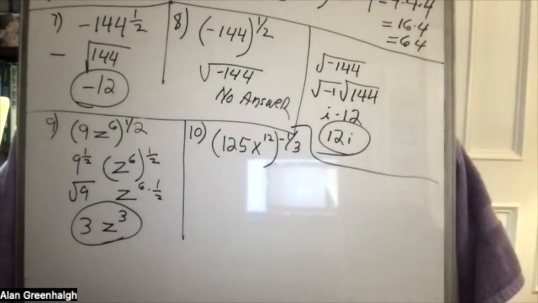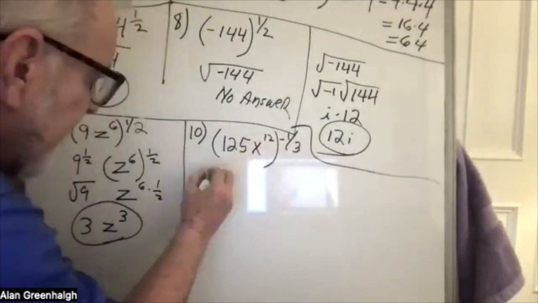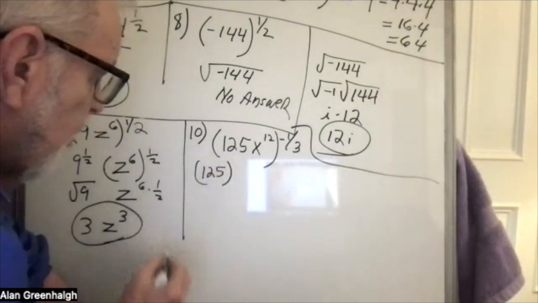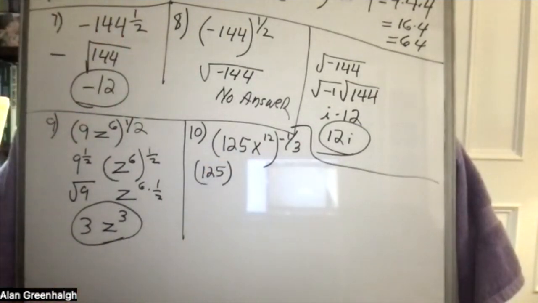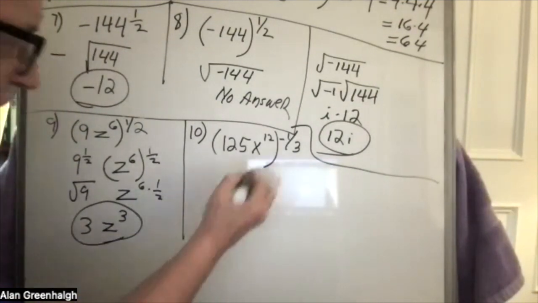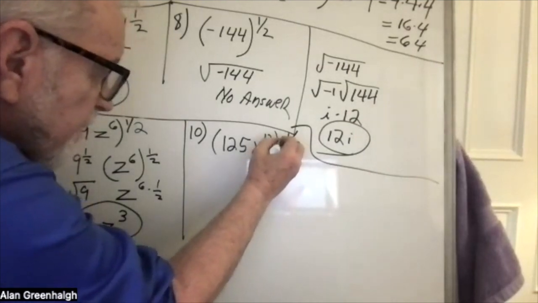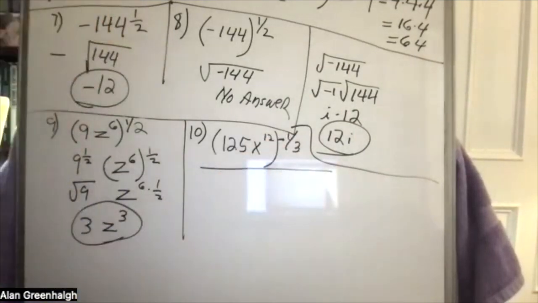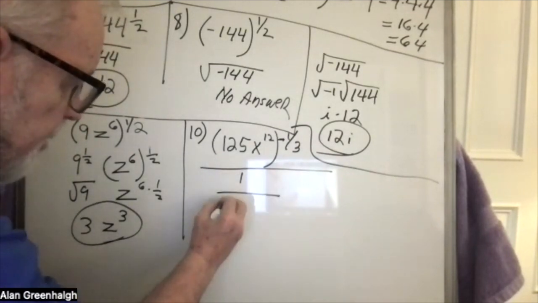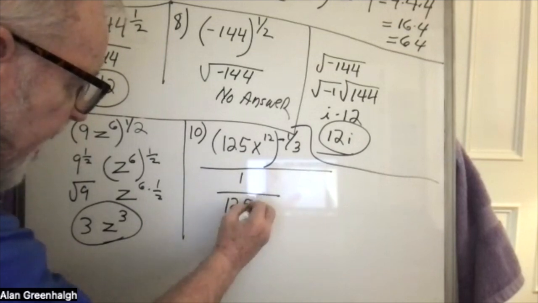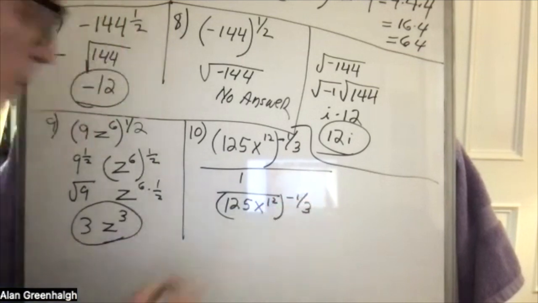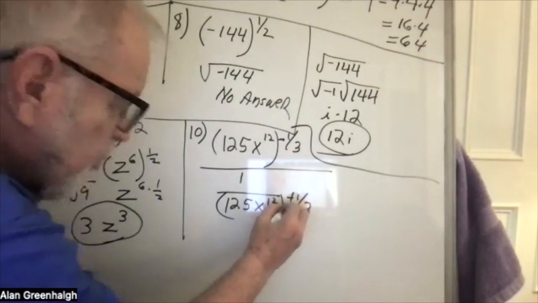Okay, nobody's saying anything, so we move on. Again, this is 125 to the, well, actually, you know something? Here's how I do the problem. I would recognize that negative exponent and immediately make the problem 125 x to the 12th to the negative 1/3. Excuse me, to the positive 1/3.